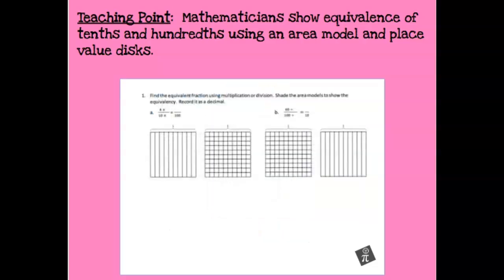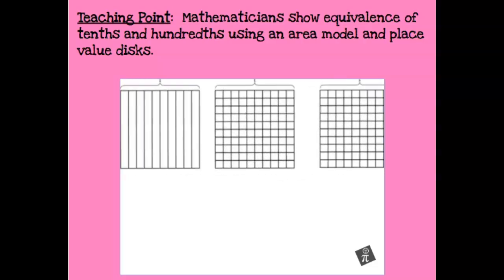So here we're going to put it in practice. It says find the equivalent fraction using multiplication or division. That's what I was just talking about. And shade the area models to show that we are correct. So we're going to zoom in a little bit here.